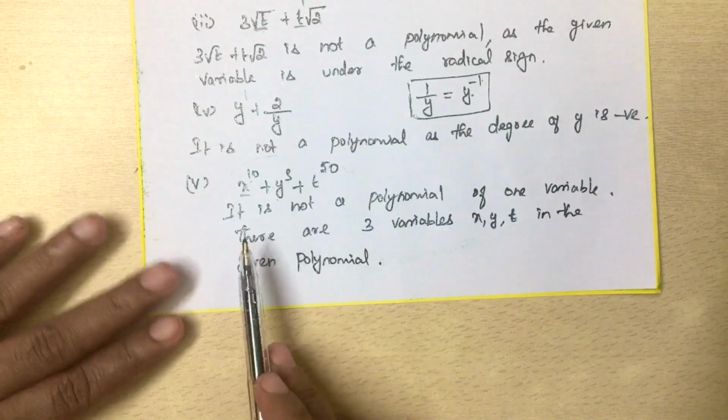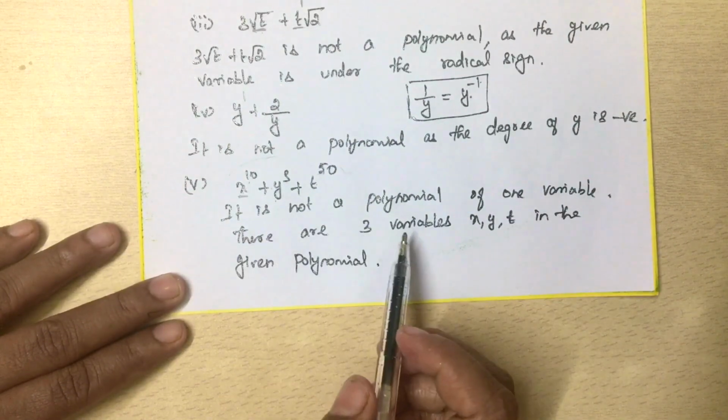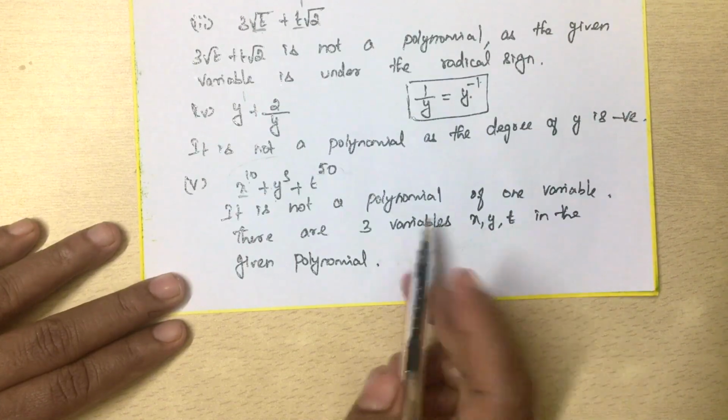So you can write this is not a polynomial of one variable. There are three variables which are x, y, t in the given polynomial.